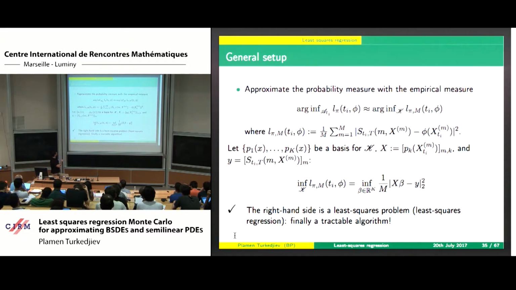And Y is just going to be a vector of all the samples of the functional S along the paths of X. Now I can write my loss function, or my minimization problem, as the minimization over all of the R^K valued numbers beta, such that X times beta minus Y is minimal in the L2 norm. Okay? And this is a fully tractable, solvable problem, otherwise known as least squares regression.